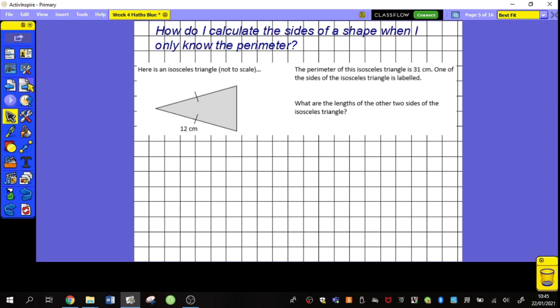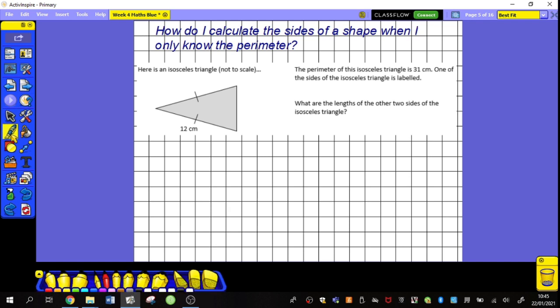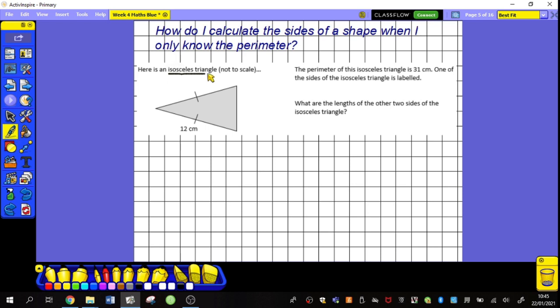So I'm going to be calculating the sides of a shape when I know the perimeter. So here is an isosceles triangle. The perimeter of the isosceles triangle is 31 centimetres. Now, first thing I need to do is think, well, what is an isosceles triangle? They're being very specific on this triangle here.